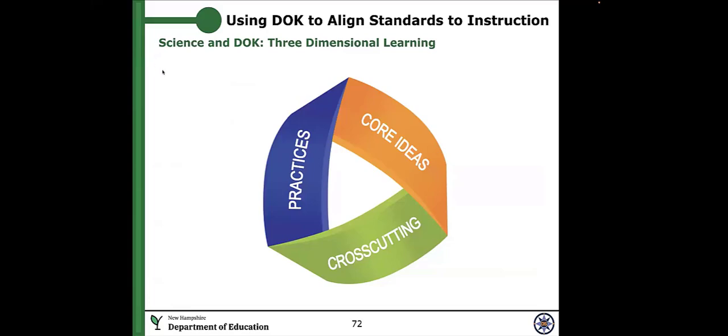So I mentioned earlier that the practices, the core ideas, and the cross-cutting concepts kind of weave together. And this is really the element that creates the higher depth of knowledge for science, that we have all of these things that work together. And because they all work together, we're using them in our units and lessons to various capacities, depending on what the task or the understanding might be.